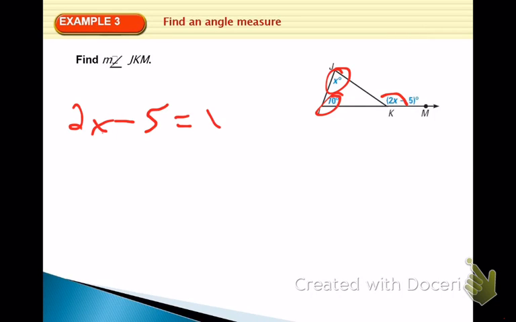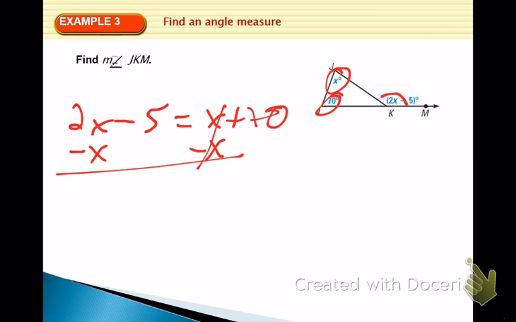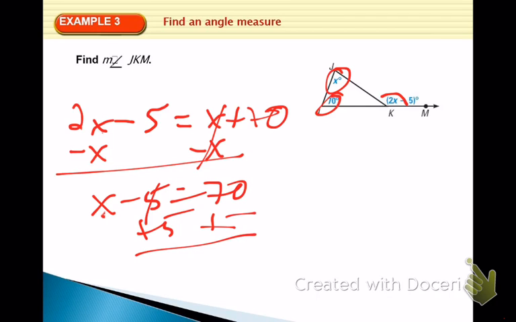And set it equal to x plus 70. And then go solve. So subtract x, and we get x. Add 5, and so x is 75.